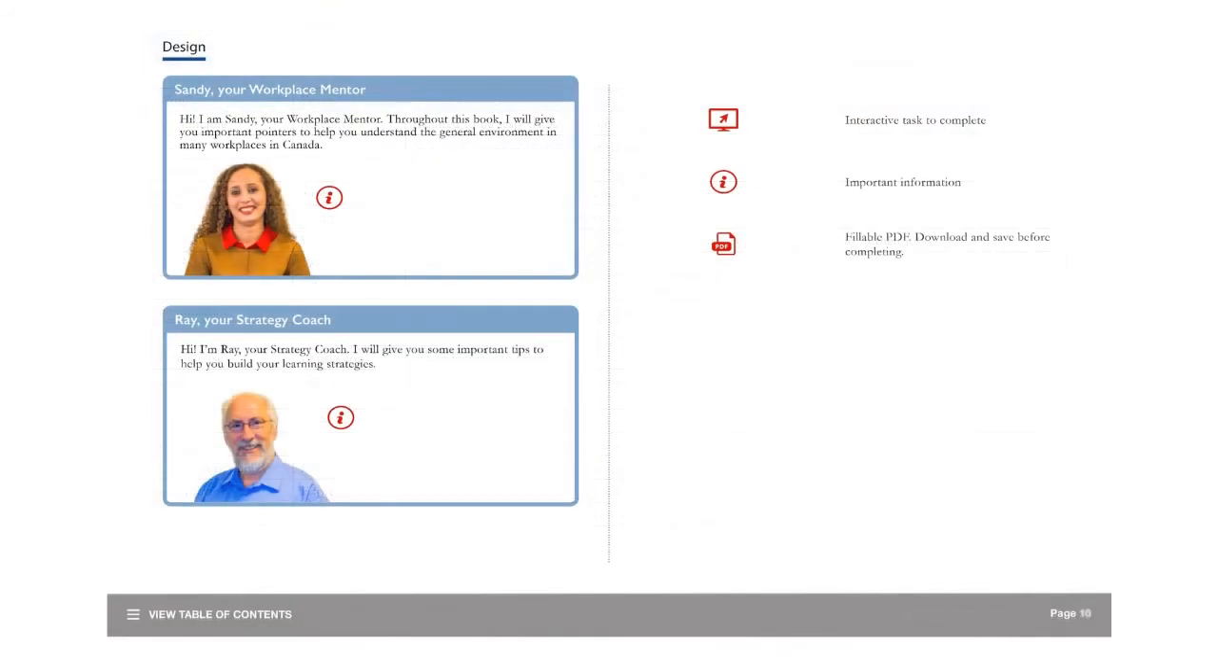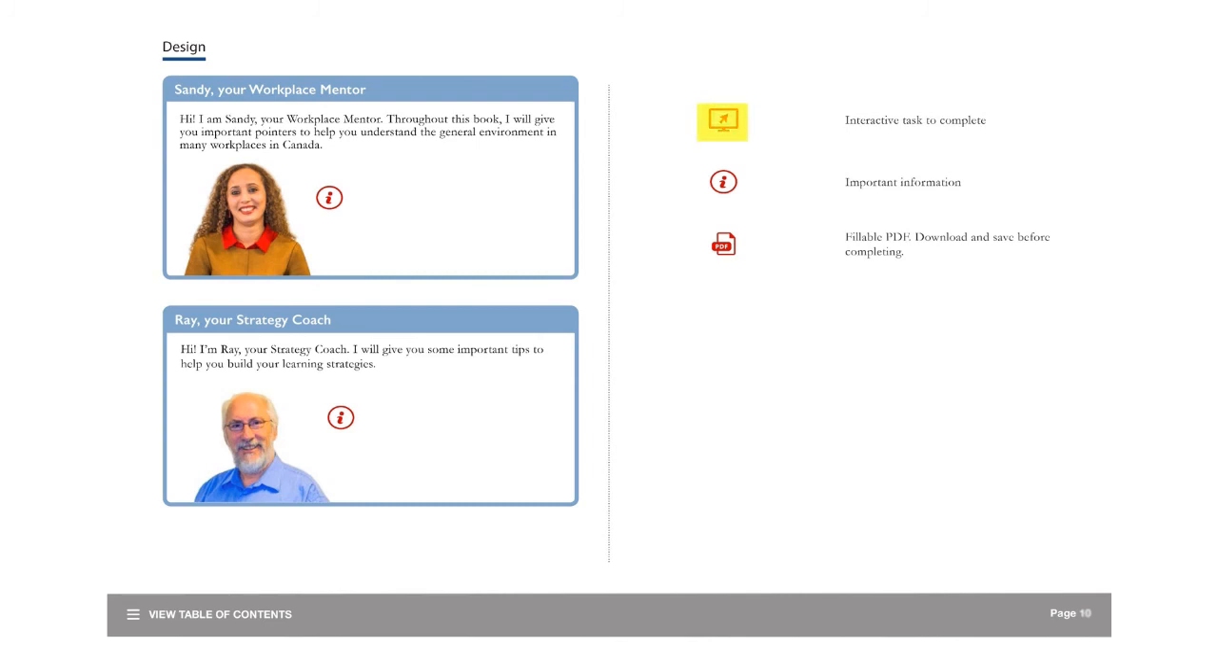Before we end the book tour, I want to share one other very important point: design. Throughout the chapter, you will meet Sandy and me. Sandy is your workplace mentor, and I am your strategy coach. Sandy gives you important tips with a focus on the workplace environment. I, your strategy coach, give you important tips for learning the English language. You will also notice some icons. The icons tell you what is available to you. Here are the icons and what they refer to.